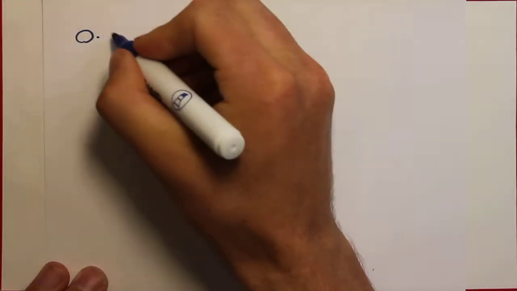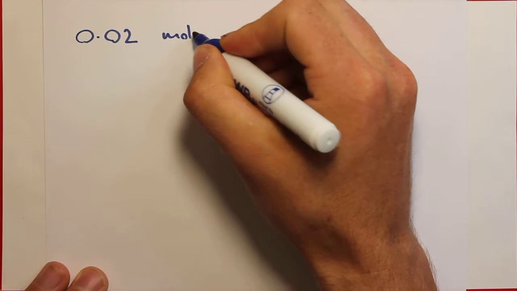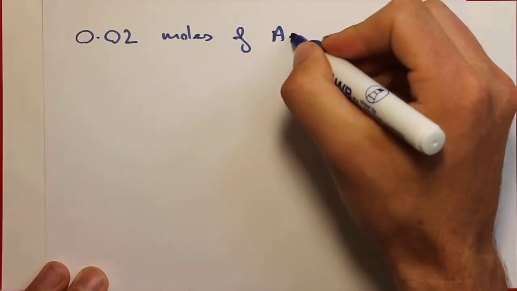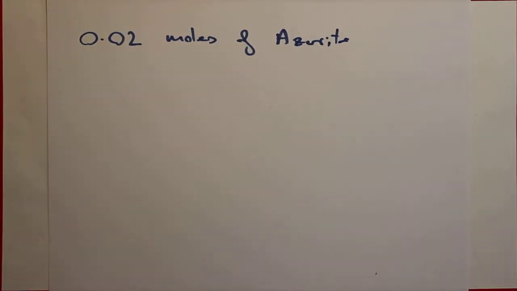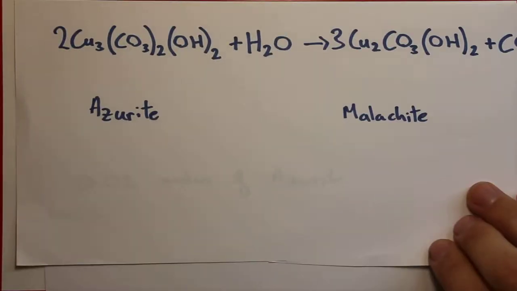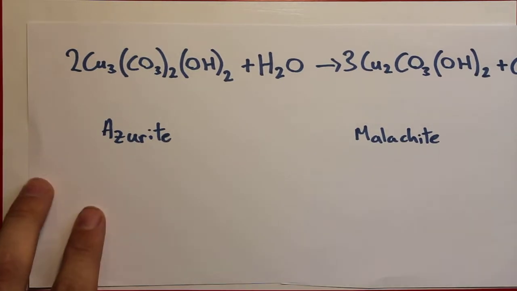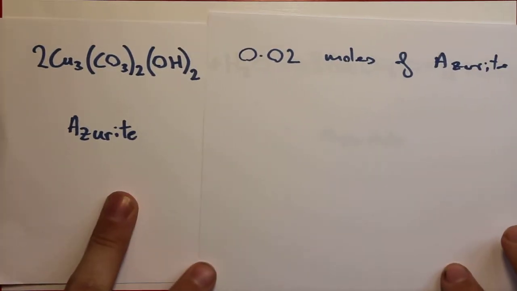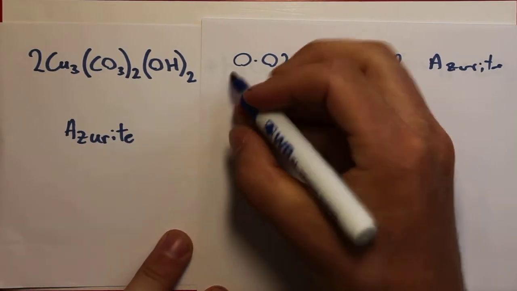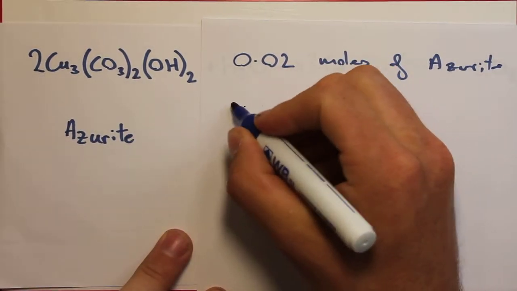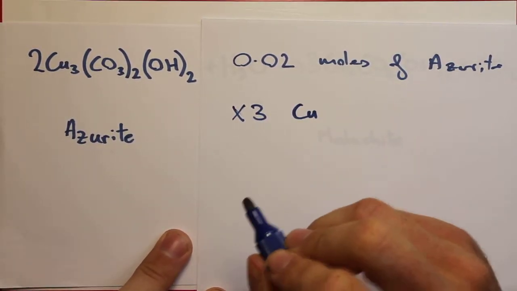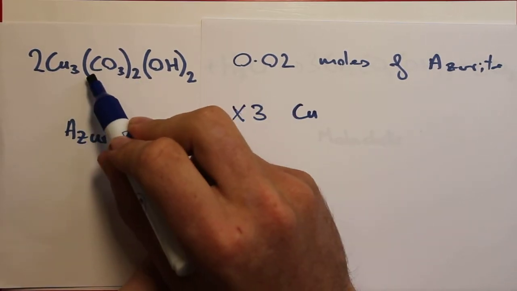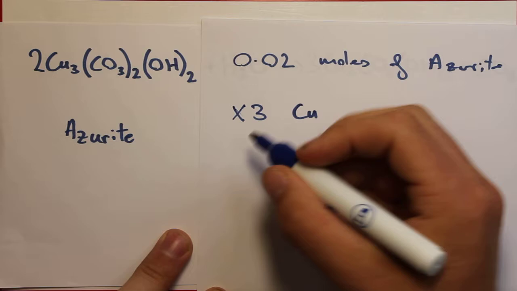So we have got 0.02 moles of azurite. We need to use our relative molecular mass of azurite now. Now if we look at our azurite molecule, we can see that we've got 3 copper atoms. So we've got times 3 Cu atoms. We've got carbon here, but it's times 2 because of our brackets.